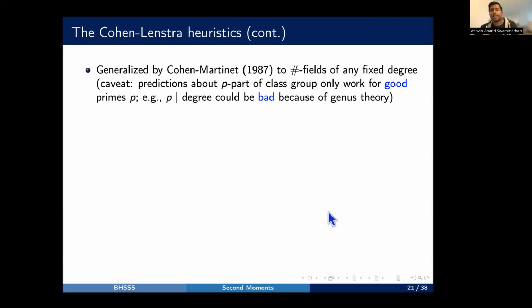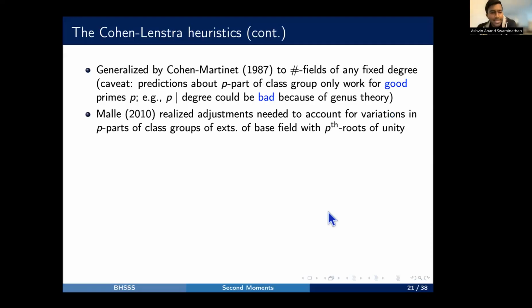Now in 1987, Cohen and Martinet generalized those heuristics to number fields of any fixed degree, but with a caveat that their predictions about the p-parts of the class group only work for good primes p. I'm not going to say what it means for a prime to be good, but a reason for the prime to be bad is if it divides the degree of the number field, because of Galois theory. All right. Now in 2010, Malle realized that these heuristics of Cohen and Martinet need some adjustments to account for variations in the p-parts of class groups when the base field contains p-th roots of unity.